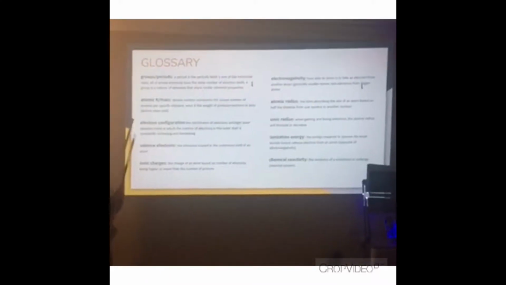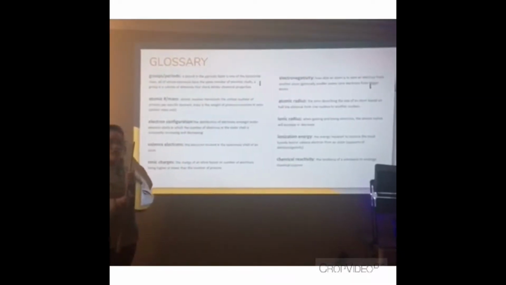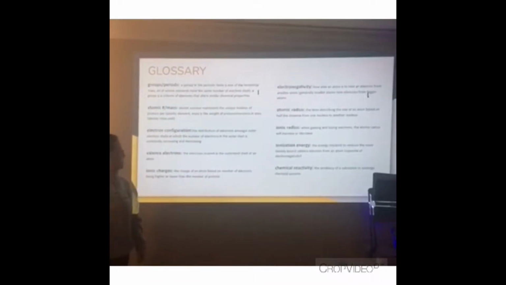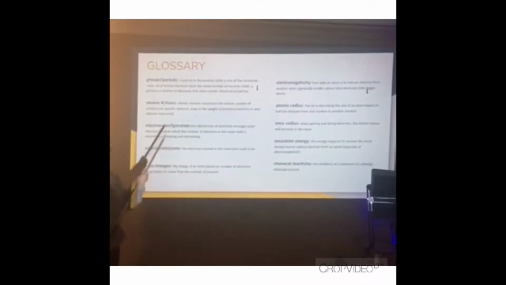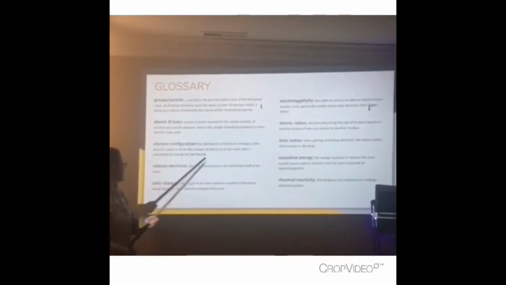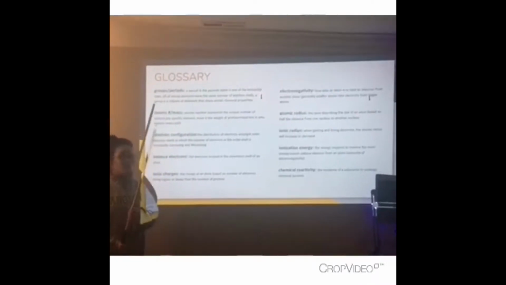Electron configuration is the distribution of electrons amongst outer electron shells, in which the number of electrons in the outer shell is constantly increasing and decreasing. Valence electrons are the electrons located in the outermost shell of the atom. Ionic charge is the charge of an atom based on the number of electrons being higher or lower than the number of protons.